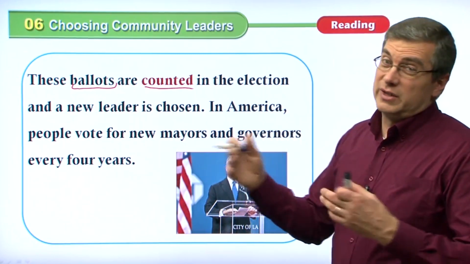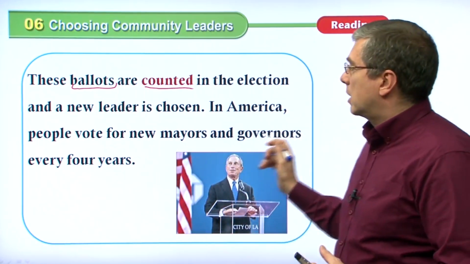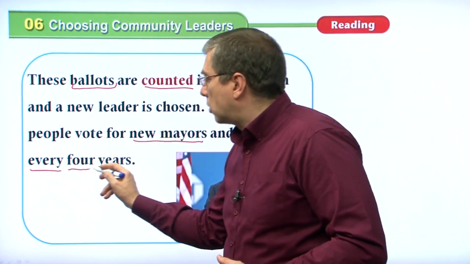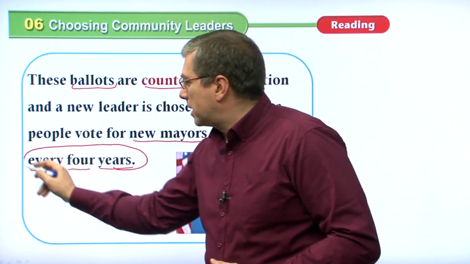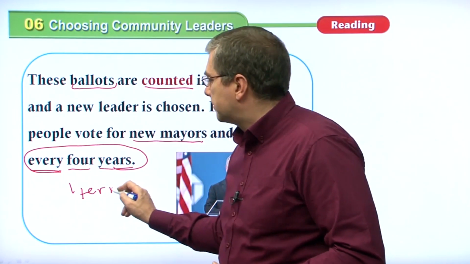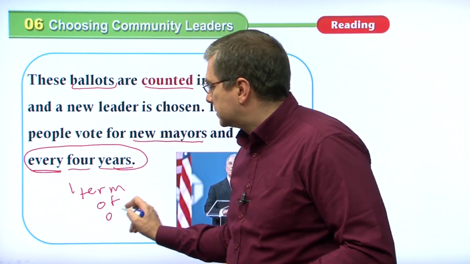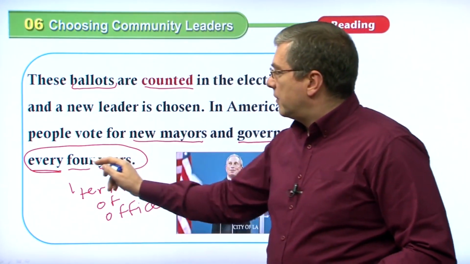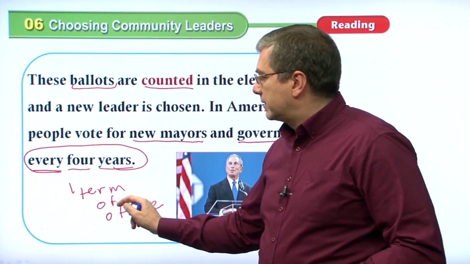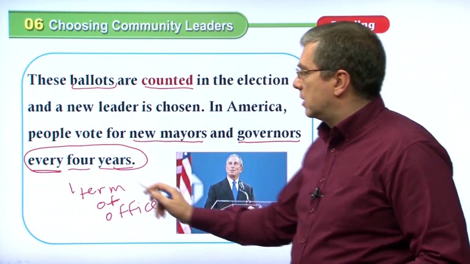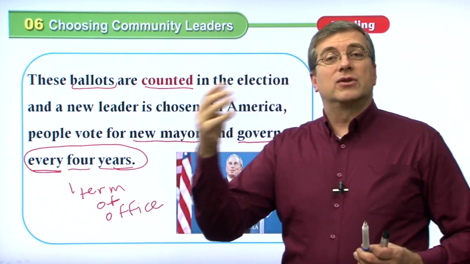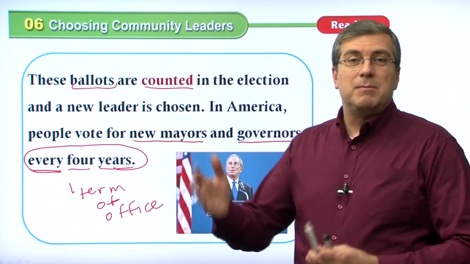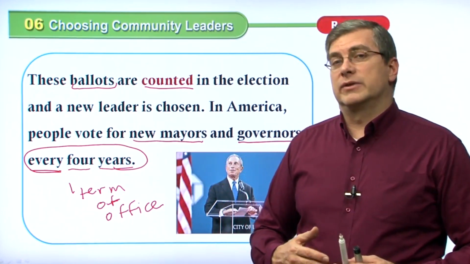In America, of course, different countries have different time periods. In America, people vote for new mayors and governors every 4 years. So this, by the way, is a term of office. Mayors and governors have a 4-year term of office. When they are elected, they are only a mayor or a governor for 4 years. After 4 years, they have to run for election again. They might lose, but they might win. Mayors can be mayors for a very long time. Governors can be governors for a long time.